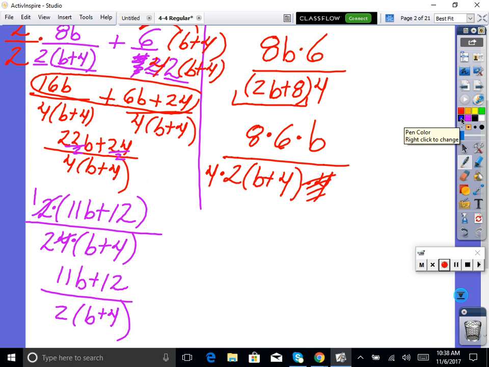Let's divide out things that can divide out. We have an 8 on top and a 4 on bottom. Wouldn't that be 2 over 1? Now, don't we have the 2's divide out? So what's left on top? 6b and then b plus 4.